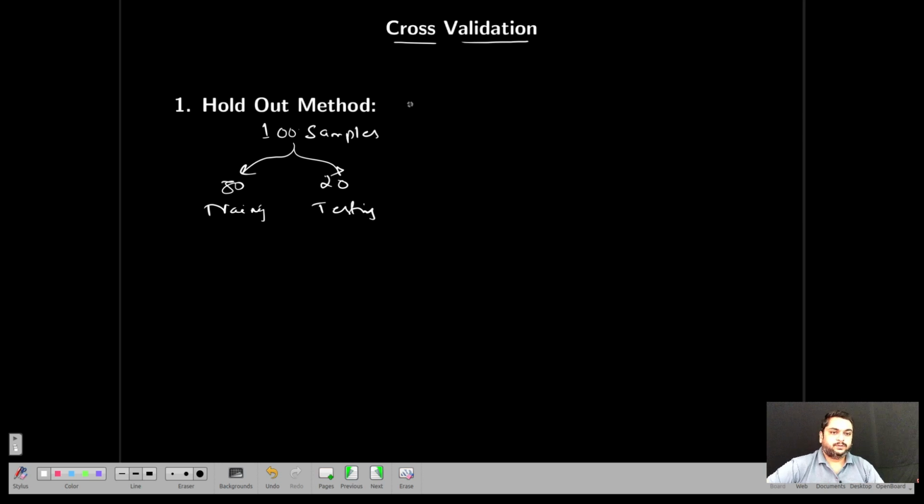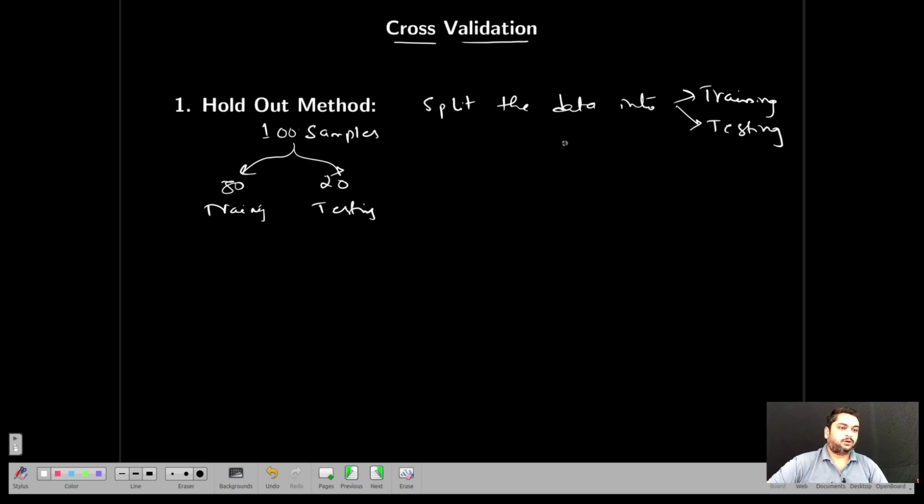So the procedure is, you split the given data into a training set, choosing randomly some percentage of images or data points for training, and the others into your testing data. This is the hold-out method.